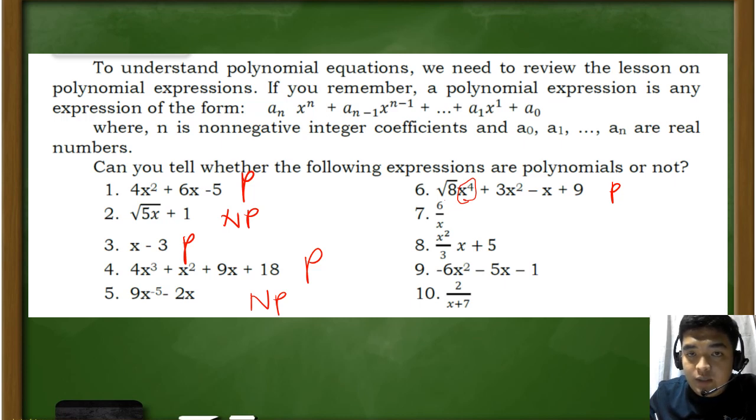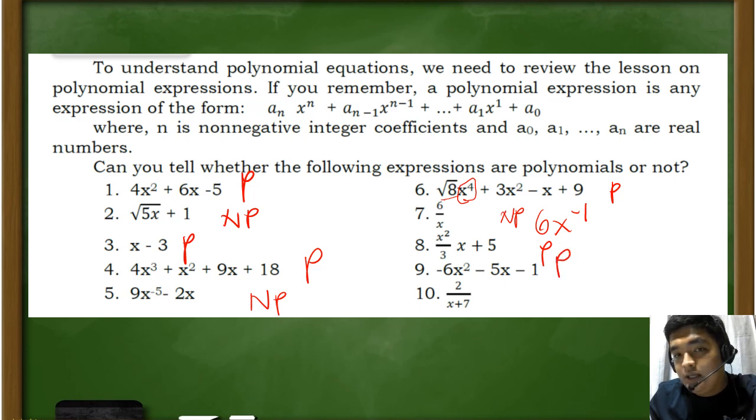As for the coefficient, number 7 is not a polynomial because if we simplify this, it is 6x to the power of negative 1, so a negative exponent. How about number 8? Number 8 is a polynomial, and so is number 9. Number 10 is not a polynomial because the variable is in the denominator. I hope you really get the definition of our polynomial expression.